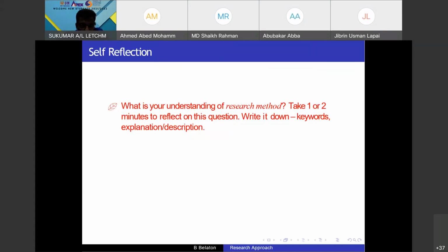Doctor, maybe let me try. Yes, please. Thank you. I think research method answers the question of how in the process of doing research. It is a procedure that is going to be followed in trying to figure out or solve a particular problem. Okay, thank you. Any other try?